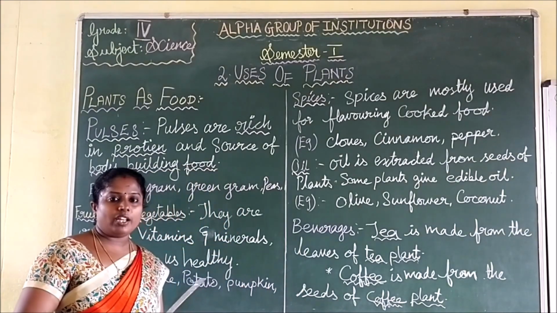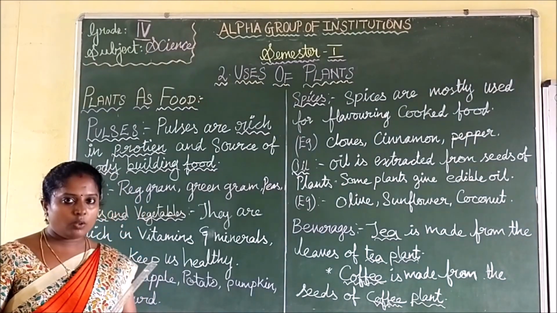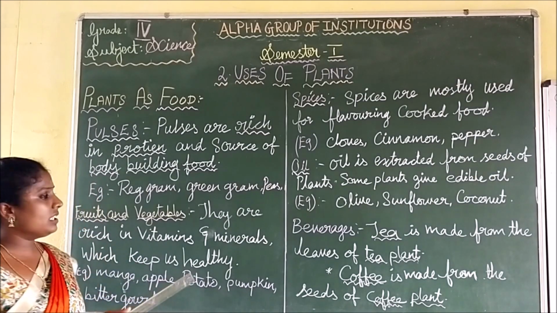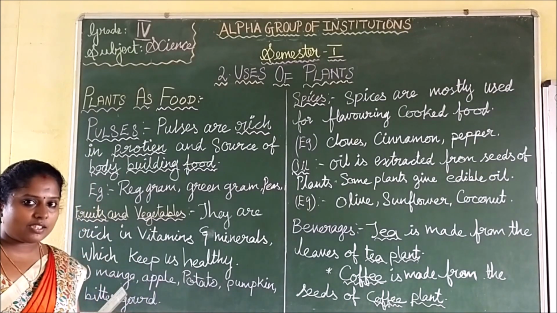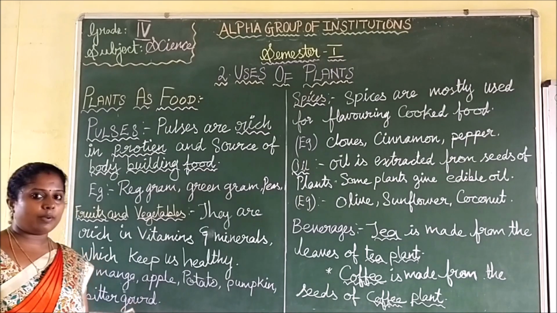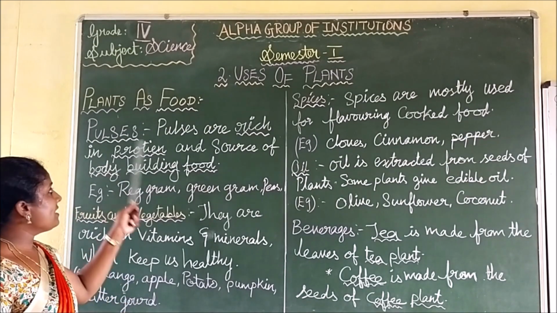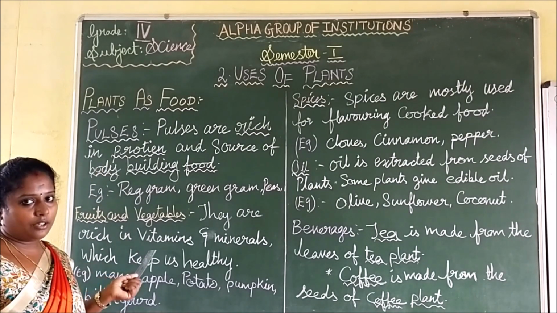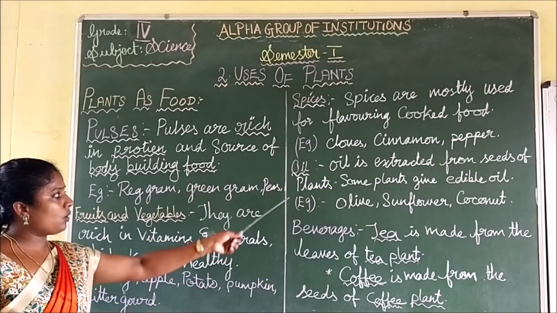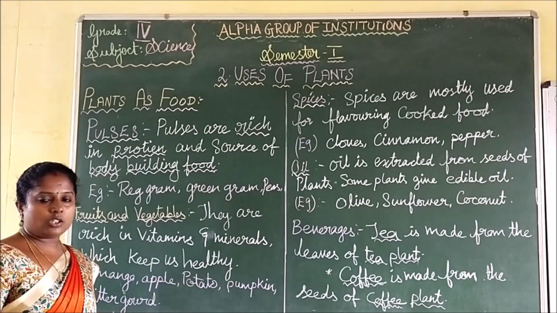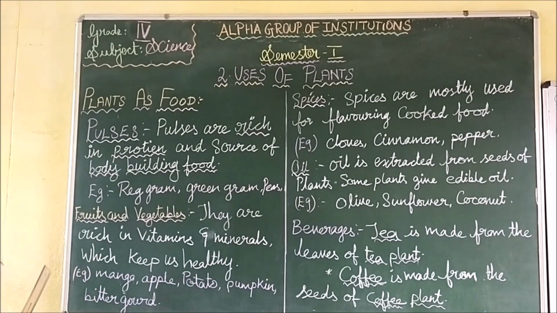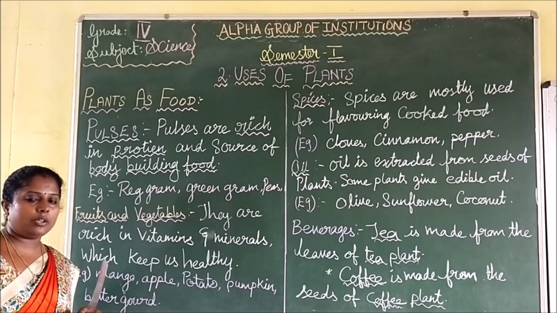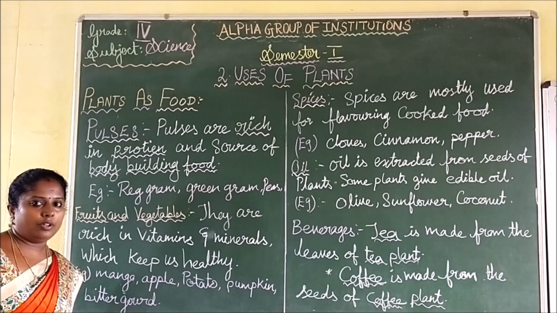So in this class we have discussed the uses of plants, and next we discussed plants as food. In the uses of plants we discussed plants as food: cereals, pulses, vegetables and fruits, spices, oil, beverages. These are the uses we make of plants as food. By this way we are using plants as food.